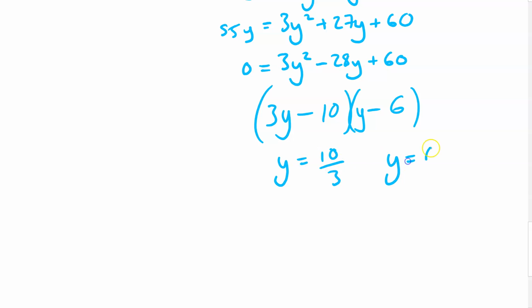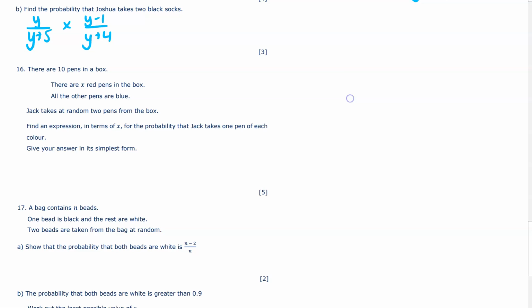Or y is 6. Well, you can't have 10 over 3 socks. So y has got to be 6. So that means this is 6 over 11 times 5 over 10. So 30 over 110 or 3 over 11. There we go.